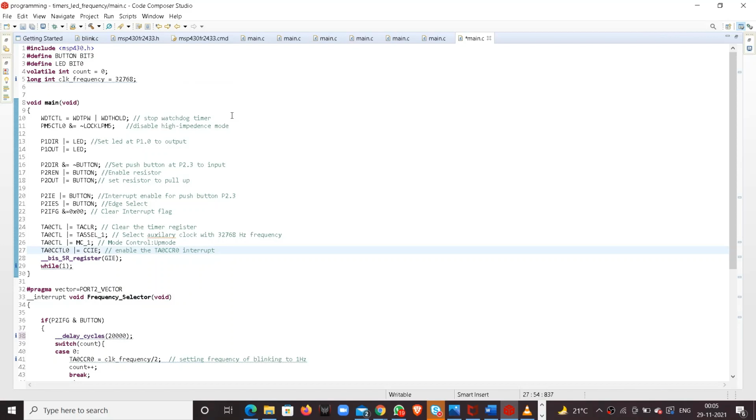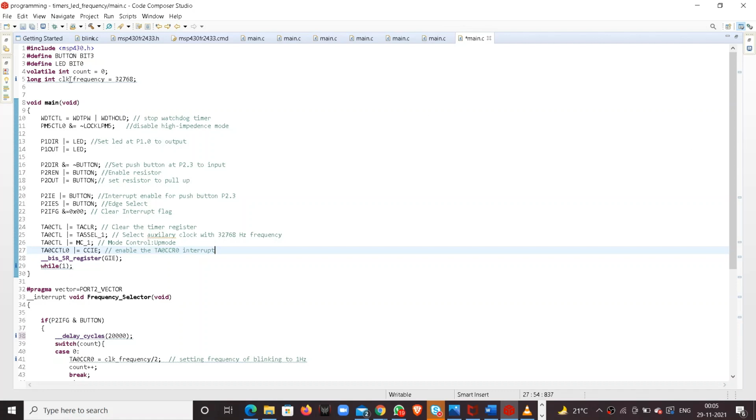We were asked to change the frequency of the signal depending on the number of button presses using interrupts. When we press the switch once, the frequency of the signal should be 1 Hz. When we press it twice, the frequency should be 2 Hz. And when we press the switch thrice, the frequency should be 3 Hz, and it should repeat like that. The frequency of the signal is shown using an LED.